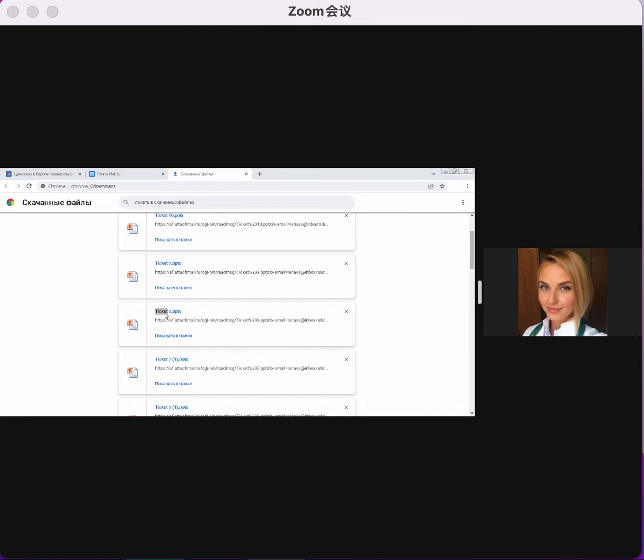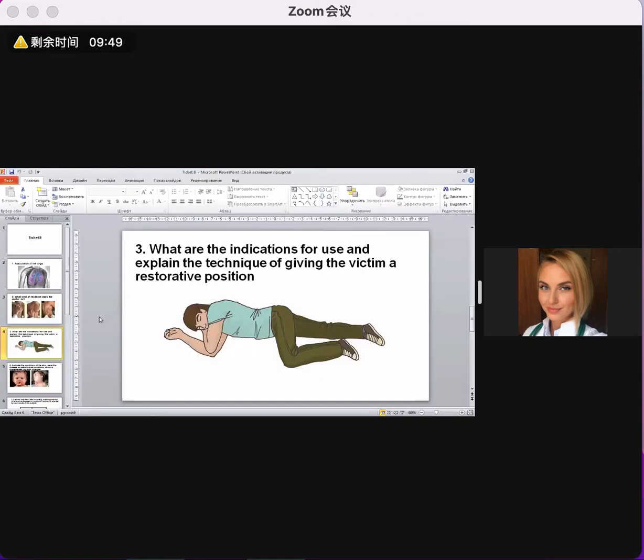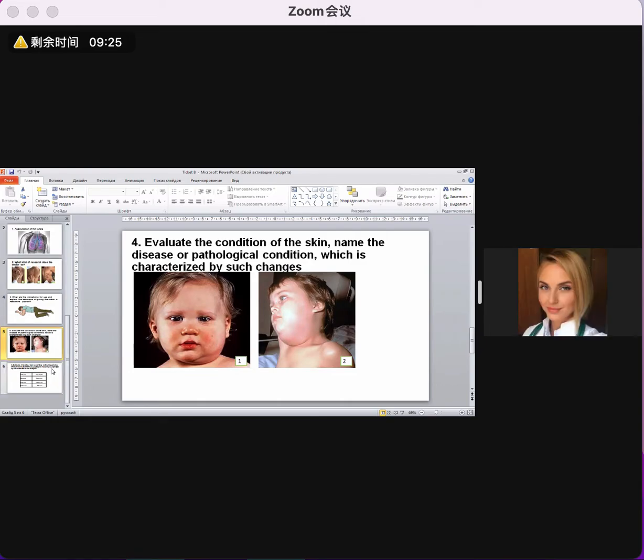This question. You passed it, yes? No. Number three. This is when the patient is breathing but is unconscious. We use this also, but breathing normally, and to prevent him from choking on his vomit. And the heart rate is normal.